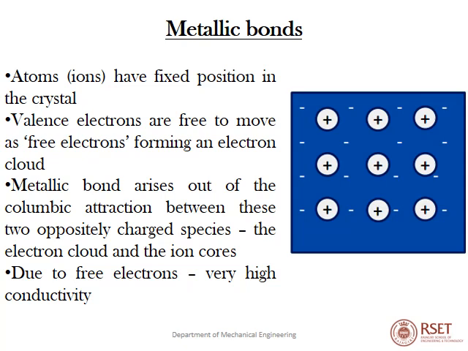The type is metallic bond. That is experienced in metals, mainly metals. So atoms have fixed position in the crystal. Here the valence electrons are free to move as free electrons, forming an electron cloud, and there will be positive ion cores as well. So metallic bond arises out of the Coulombic attraction between these two oppositely charged species, the electron cloud and the ion cores. Because of the free electrons, very high conductivity is possible in the case of metals.